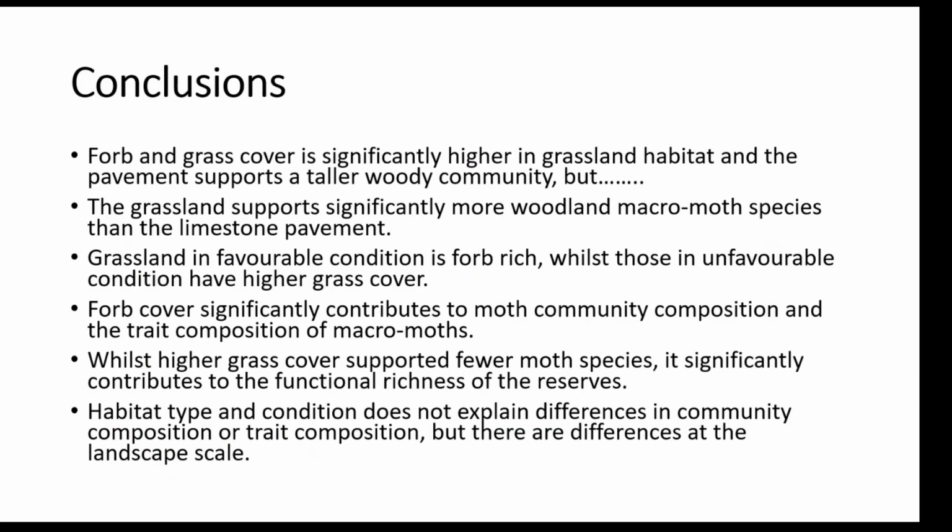So yeah, basically, forb and grass cover higher in the grassland habitat, and the pavement has the taller woody plant community, which we would expect. But the grassland supports significantly more woodland moth species than the limestone pavement. And the grassland, when it's in favourable condition, is forb rich, and those in unfavourable condition have higher grass cover. But the forb cover contributes to the moth community composition and the trait composition of the macromoths. So habitat type and condition don't explain the differences in the community composition or the trait composition, but there are differences at the landscape scale.